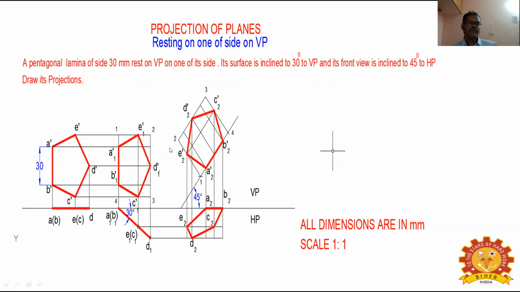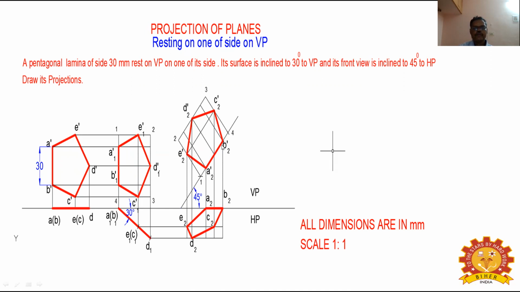In the third step, this pentagonal lamina is inclined 45 degree to HP. Therefore, I am keeping this AB side, which is inclined 45 degree to HP. By using a box method, I am transferring these points and mark as A2 dash, B2 dash, C2 dash, D2 dash, and E2 dash. And you can join by using an HP pencil.